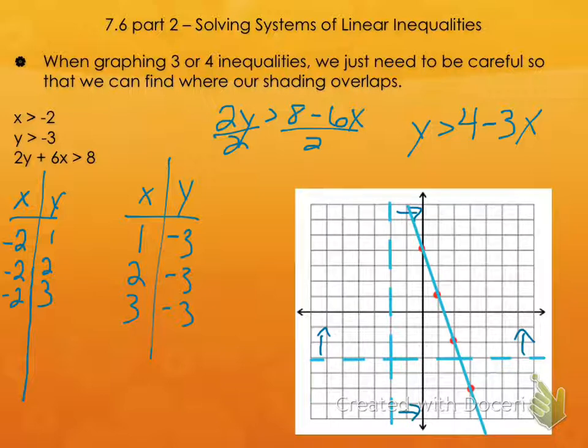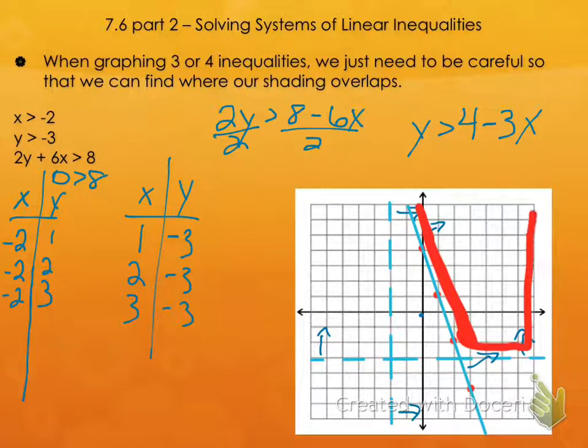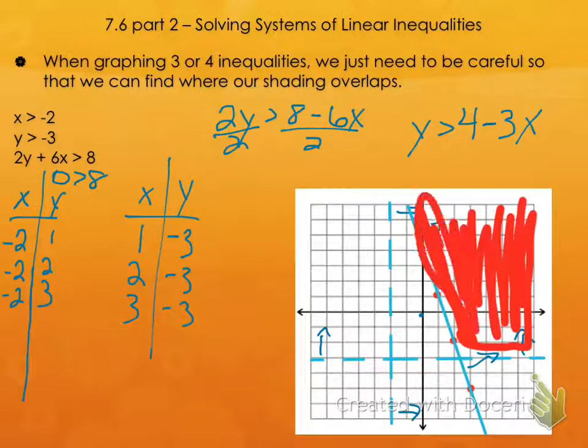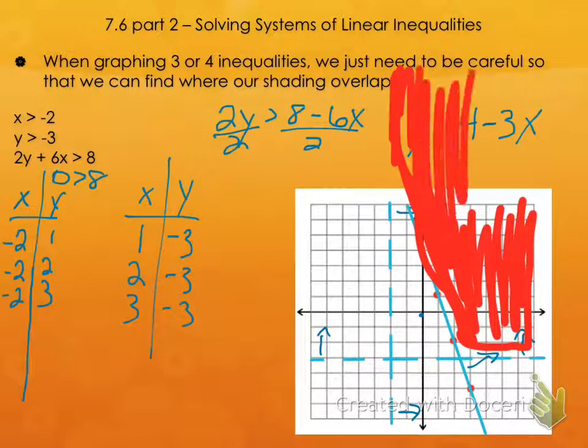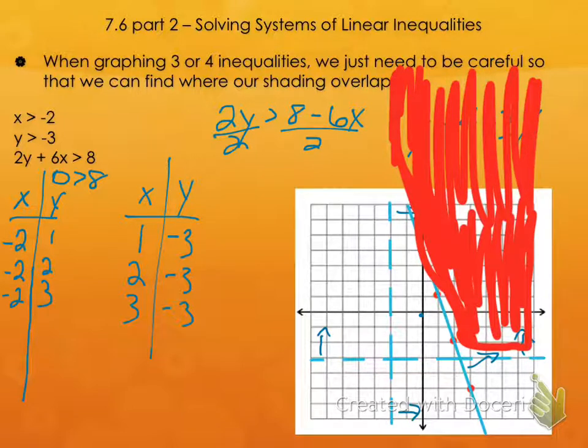I can double check this, plug in the point 0, 0. So is 0 greater than 8? That is not true, so I shade away. So the place where I end up getting this overlap is over here. If I continued this up, I would have to stop. I don't want to go any to the left of that vertical line. So graph something like that.